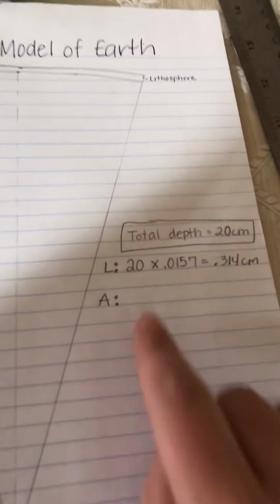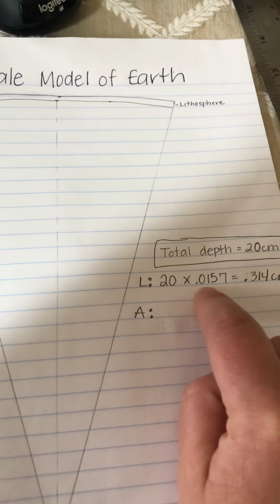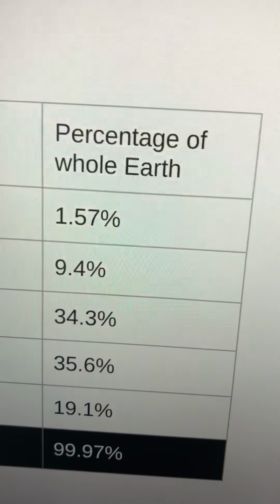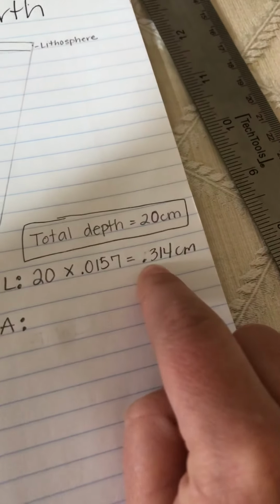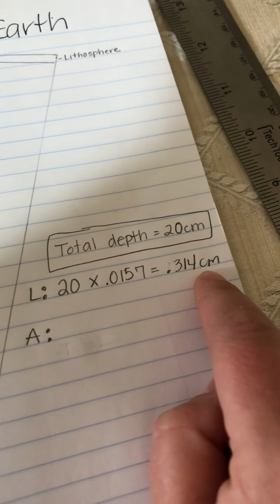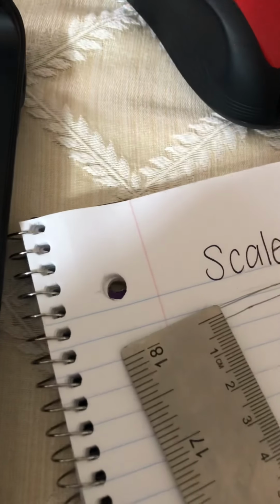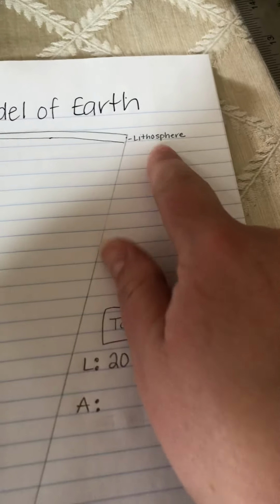So for example, the lithosphere. If my total depth is 20 and I multiply by the scale factor for the lithosphere, which is 0.0157, aka 1.57% of the Earth, I need to know what 1.57% of this piece of paper is going to be. It comes out to 0.314 centimeters. In other words, just over 3 millimeters. So that's what I measured out here. I used my ruler, and I know my lines aren't perfect at the moment, but I measured out approximately 3 millimeters and drew my line and labeled it lithosphere.